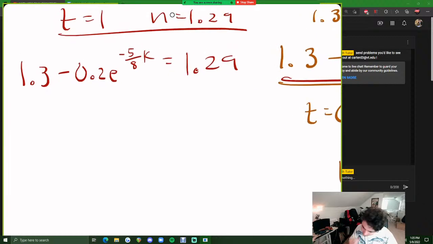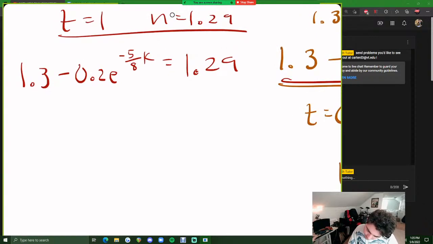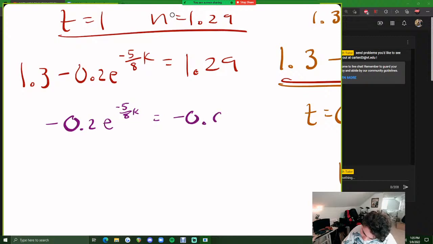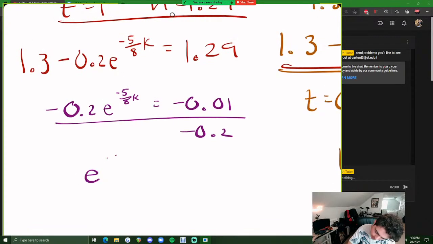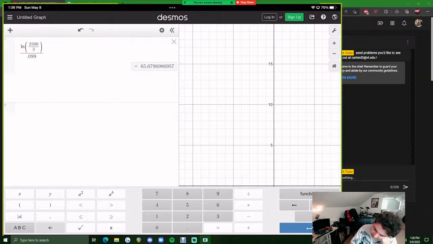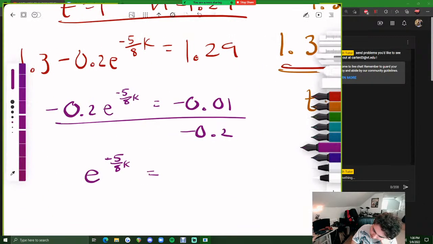So now solving this for k. All right, let's subtract the 1.3. So we'll have negative 0.2 e to the negative 5/8 k equals negative 0.01. 1.29 minus 1.3 is negative 0.01. We can divide by negative 0.2 to get e by itself. Dividing by that, let's do it in Desmos real quick. They're both negative, so it'll become positive, but that should give us 0.05.